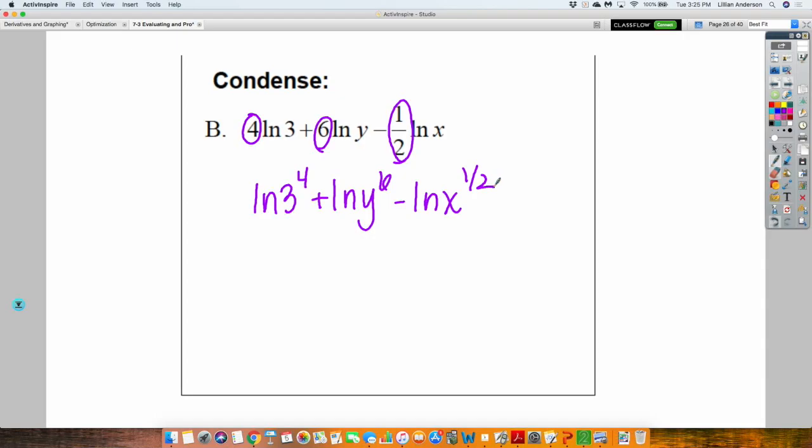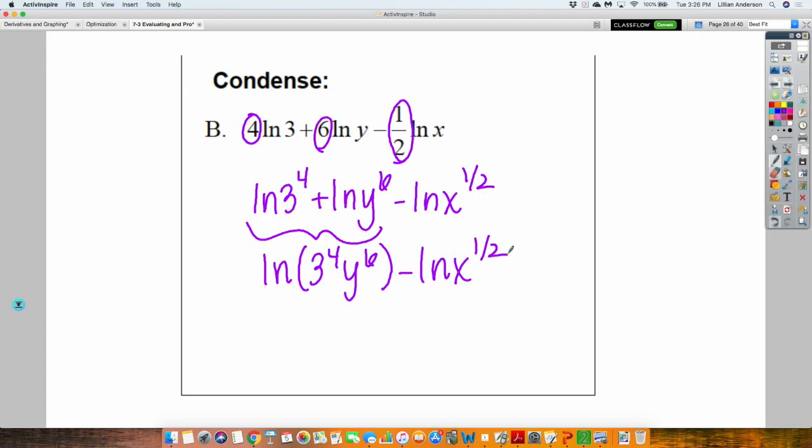So once you've applied the power rule by bringing the exponent to the front, now you want to apply either the multiplication rule or the quotient rule. All right. And so by doing this, I'm going to apply the multiplication rule. I'm going to end up multiplying that 3 to the 4th by the y to the 6th. So this becomes the ln of 3 to the 4th, y to the 6th, and then minus ln of x to the 1/2.